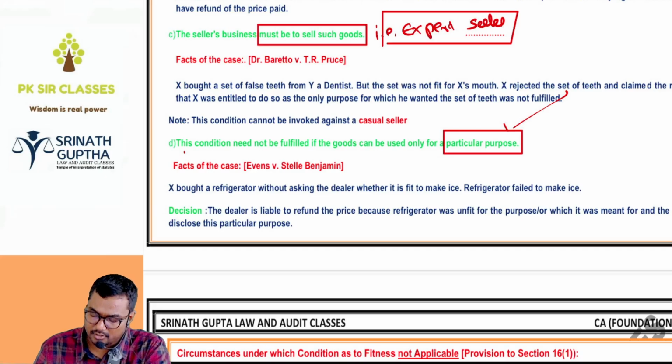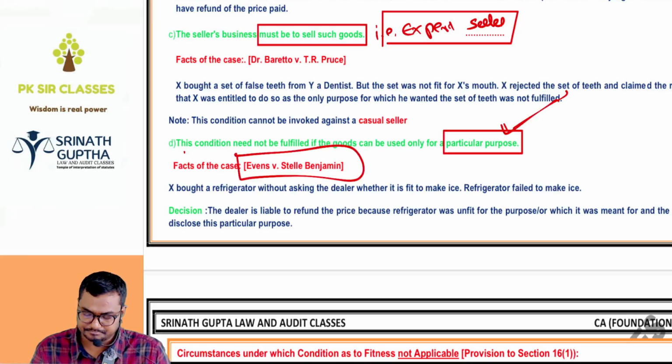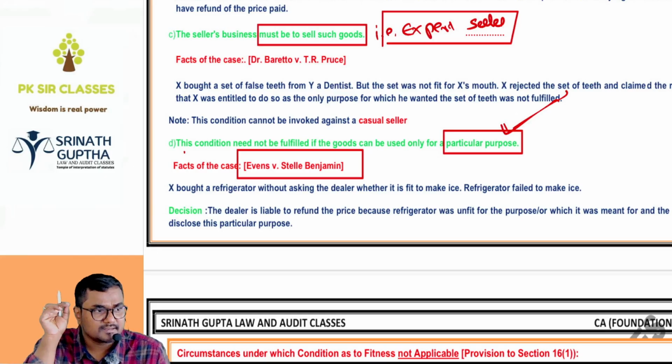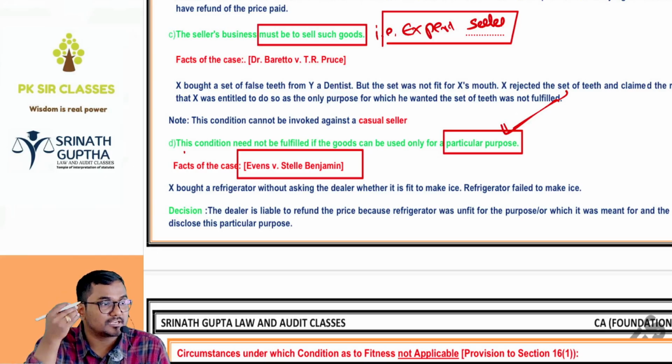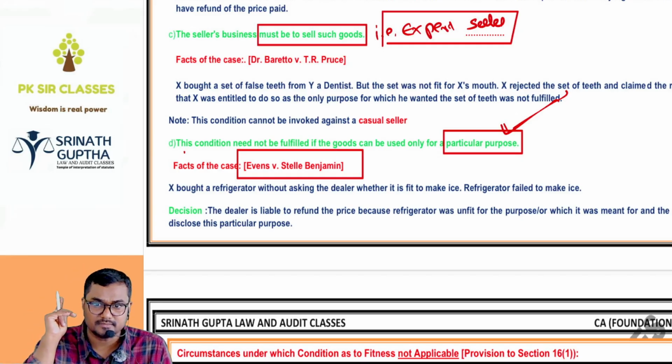The condition must be fulfilled if the goods can be used only for a particular purpose. We have discussed the case law, Evans versus Tilly Benjamin. Here, the seller is selling a refrigerator, but that refrigerator doesn't make ice. So the seller is responsible to sell a refrigerator which is able to make ice.